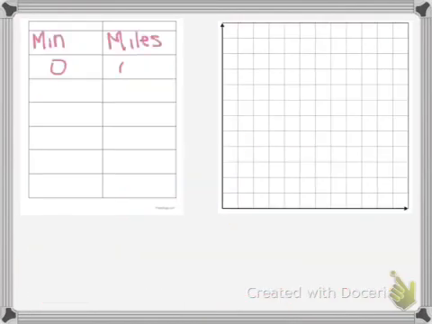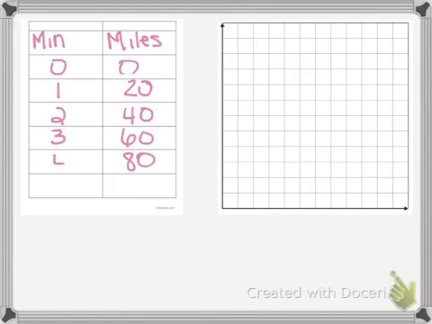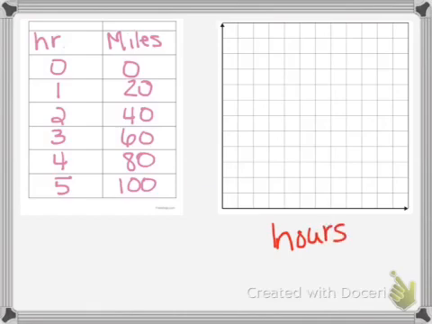All right, so let's look at this one. So here I did minutes and miles. Actually, I'm going to change it to hours and miles. It makes more sense. So I'm going to go over here and label the X and Y axis. So here we have hours and miles. So you can see here that I've taken the table and went ahead and labeled my X and Y axis.